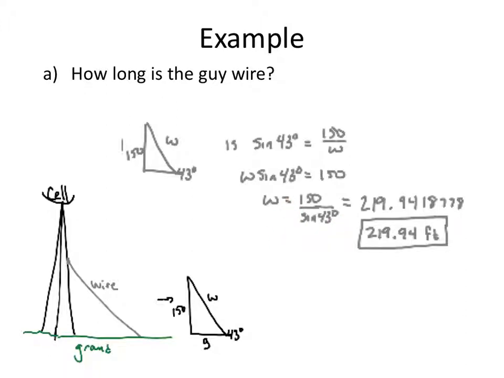150 divided by the sine of 43 degrees is 219.94. So about 220 feet is the length of the wire. Calculators can do calculations in degrees. Humans cannot. Right? Calculators convert it and do all sorts of fancy things really fast. We don't.